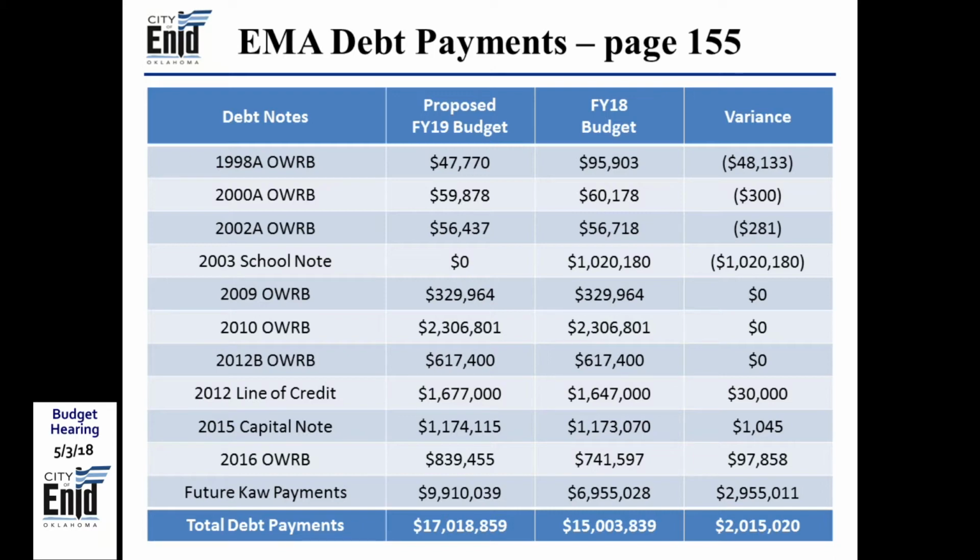That note actually pays off in July of 2020, so we still have a few years left on that. And then we have the 2016 note that we just took out in December 2016 for CAW Phase 2. And then you see down here future CAW payments.